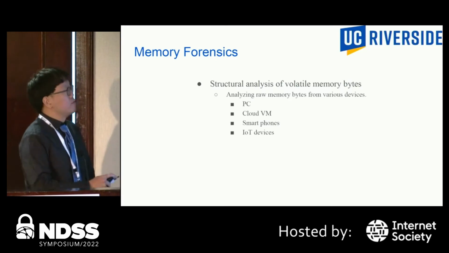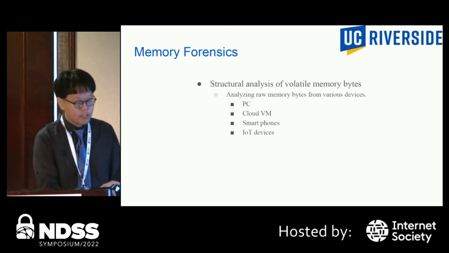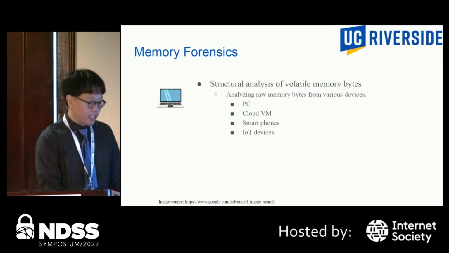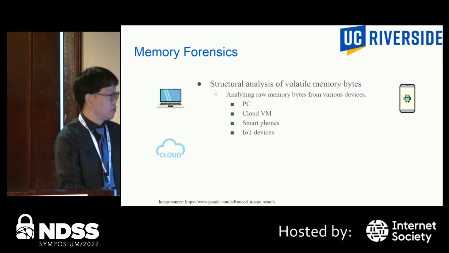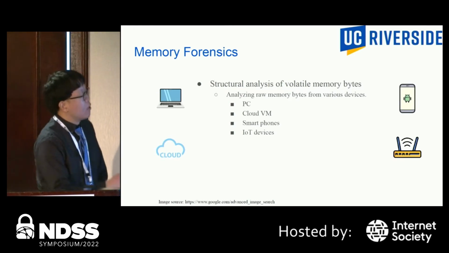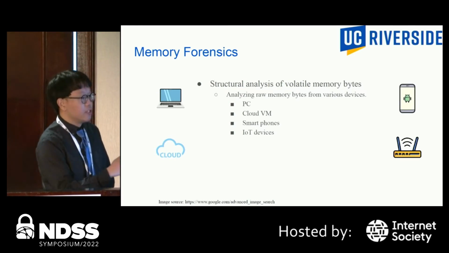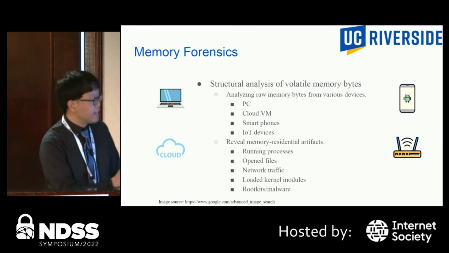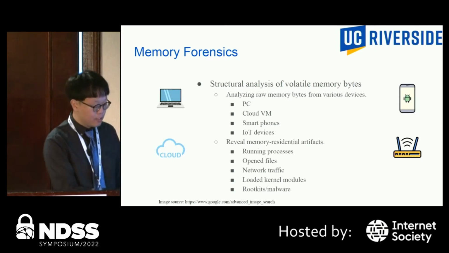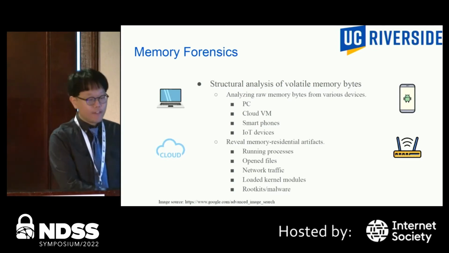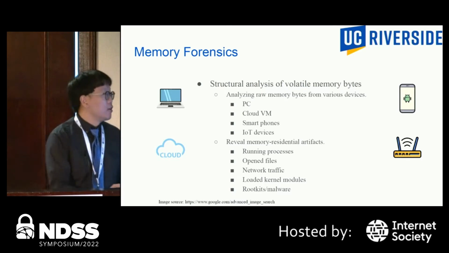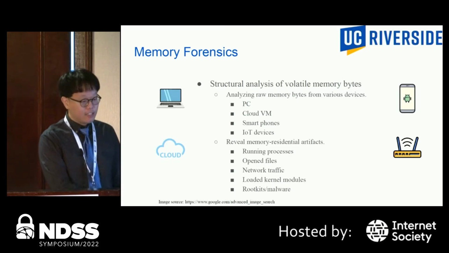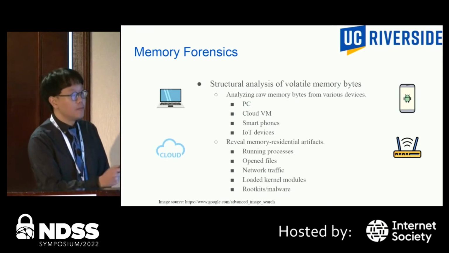So now, memory forensics refers to a structural analysis of volatile memory bytes acquired from various devices, such as the PC, cloud VM, smartphones, or even IoT devices. What makes it different from traditional digital analysis is that we can reveal artifacts that only exist in the memory, such as the running processes, open files, network traffic, or even loaded kernel modules. Based on these artifacts, we can perform further analysis, such as kernel rootkit detection or malware detection.